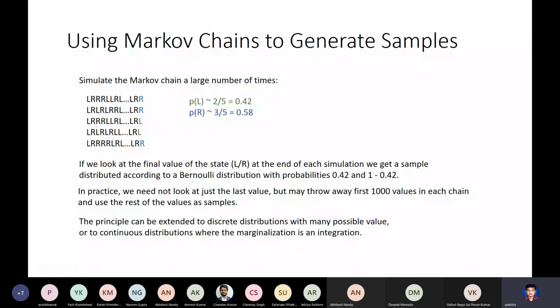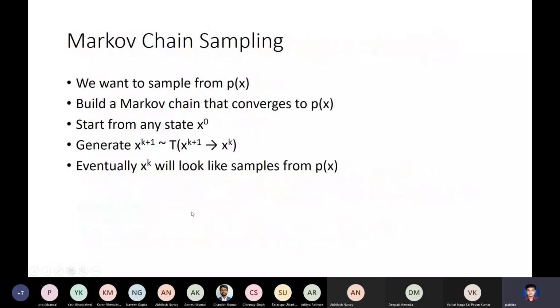Okay, so this gives us a way of sampling. So the process is like this. Suppose I have a target distribution Px from which I want to sample. You just build a Markov chain whose converging probability is the distribution Px. And then start the Markov chain from any initial state, which again gives you a probability 1 for that state and 0 for the rest of the states. And then keep on simulating the Markov chain using the transition probabilities. If we do it for long enough, the states that you get in the chain would be samples drawn from Px.